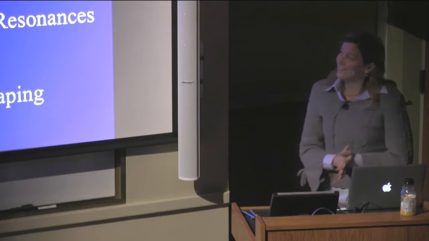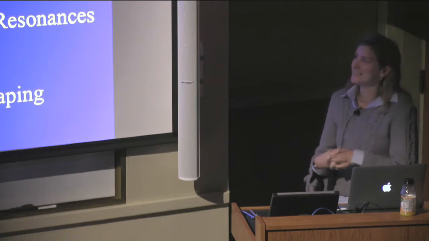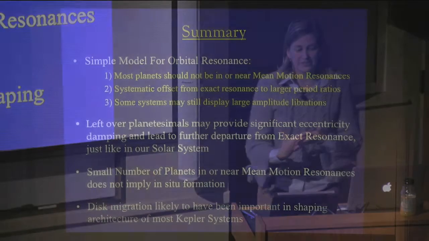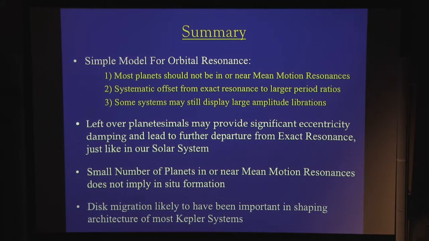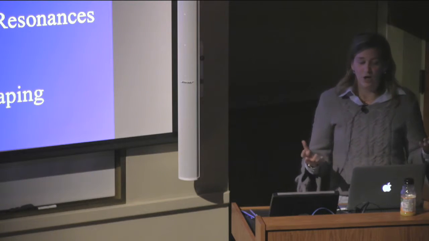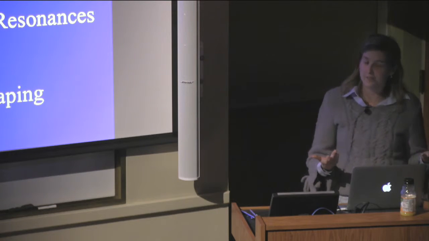So let me just summarize. I presented you a simple model for orbital resonances that includes dissipation. I showed you that you can have overstable librations, which is quite nice because it can explain why, even if you had a lot of migration in the disk, you would expect most Earth to Neptune-sized planets to not be in or near mean motion resonances typically, if you just take a snapshot of several systems in time.